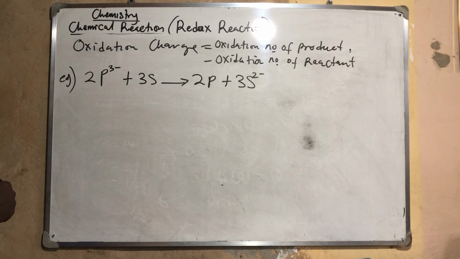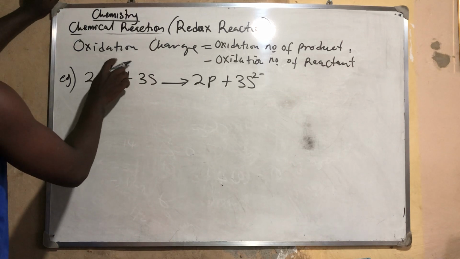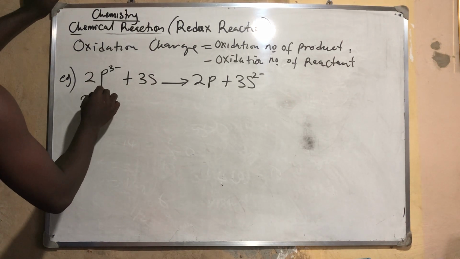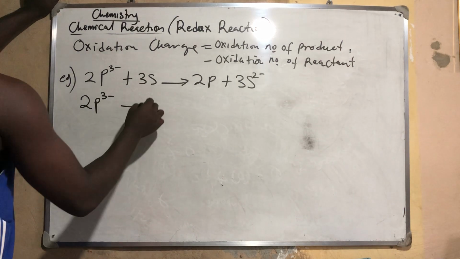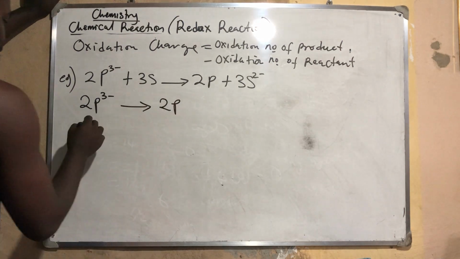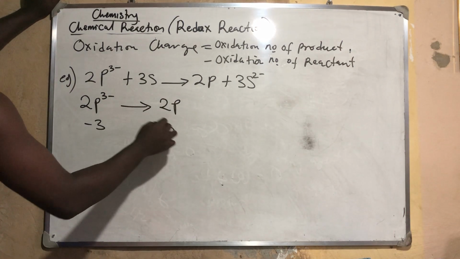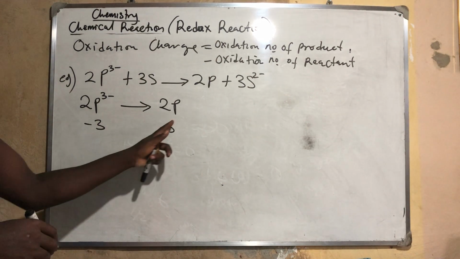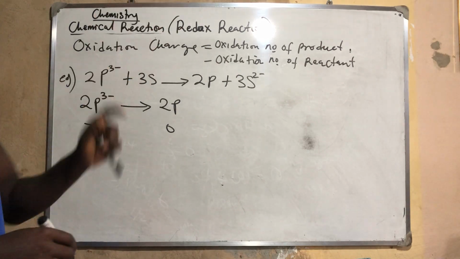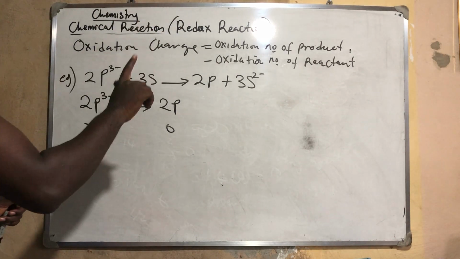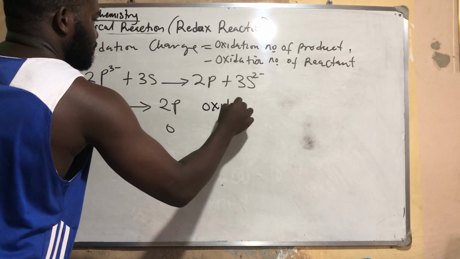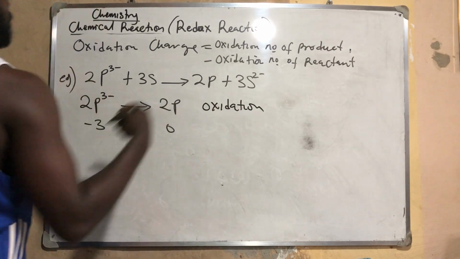This is very simple. You will see that this was -3. The reactant, this is 2P^3-, gave us 2P. This is from -3 to 0. So was it increasing or decreasing? You see, it was increasing. From -3 to 0, it was increasing. Since it is increasing, an increase in oxidation number is what we call oxidation. So this reaction is oxidation.